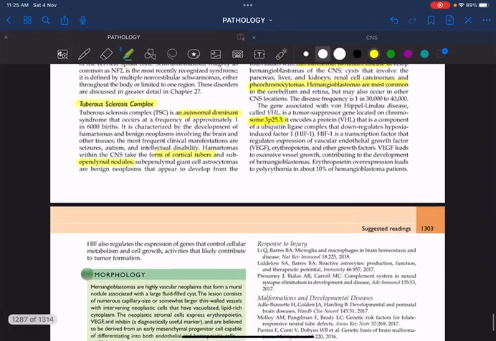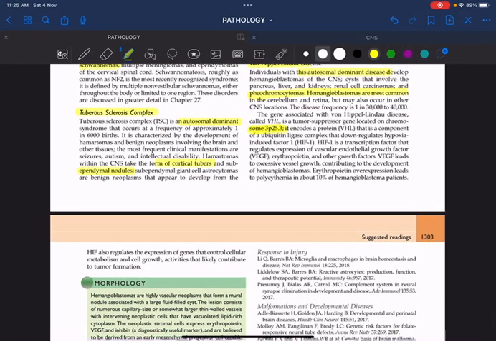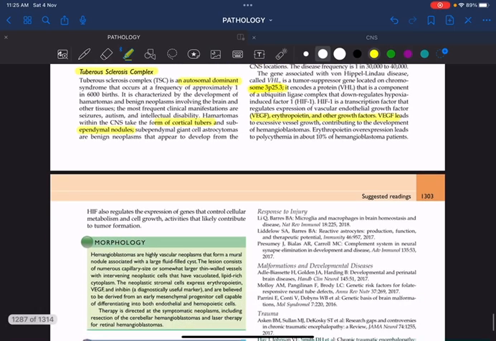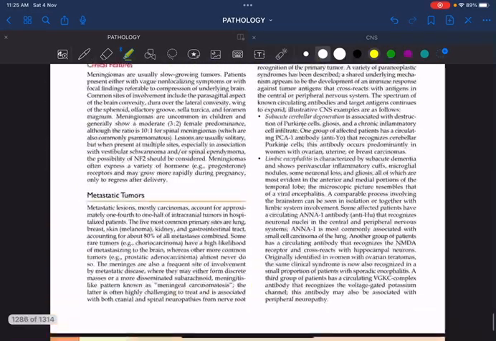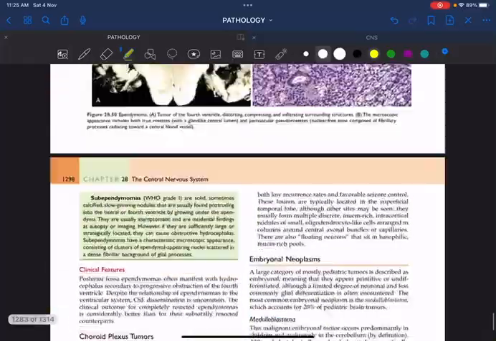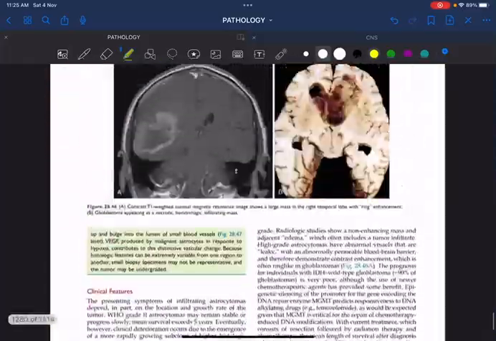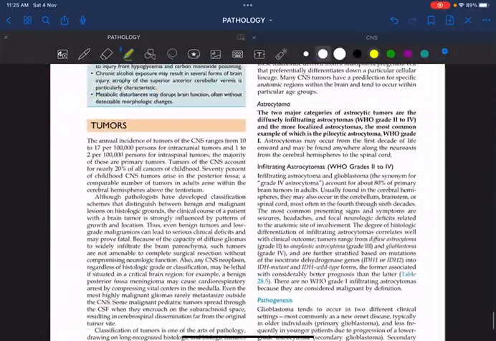And remember, in von Hippel-Lindau, there will be increased expression of VEGF, that is vascular endothelial growth factor, via HIF, that is hypoxia-inducible factor 1. So that is why erythropoietin, VEGF and inhibin are all useful IHC markers for von Hippel-Lindau disease. Once this is done, let us come and see the classification of the CNS tumors.